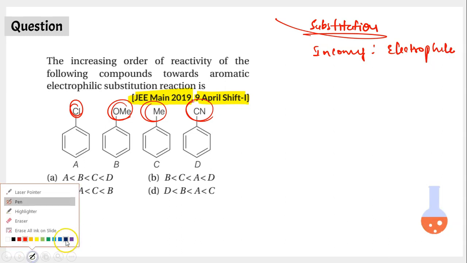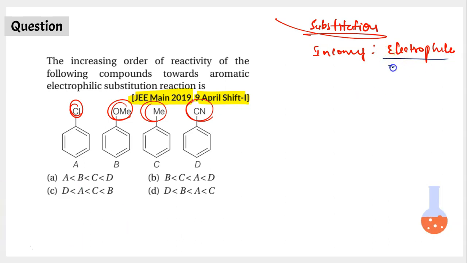But what exactly is meant by the term electrophile? An electrophile is something which is electron deficient. And because it is electron deficient, it will be attracted to the negative terminals, or the negatively charged particles, very, very quickly.